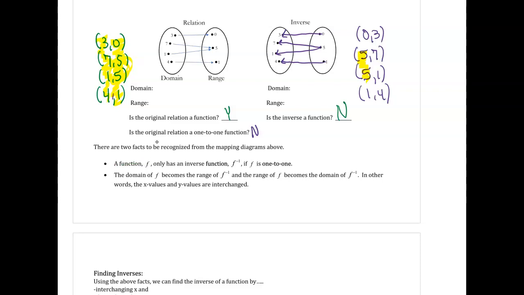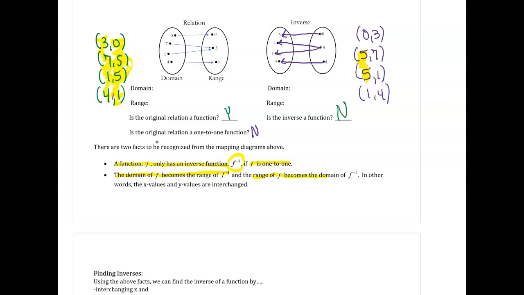Oh, that's the wrong thing. Sorry. A function only has an inverse, which again we note this way, if the original function is one-to-one. So if the original function is not one-to-one, then the inverse is not a function. And then the other big takeaway is to know that the domain of the function becomes the range of the inverse, and then the other way around.